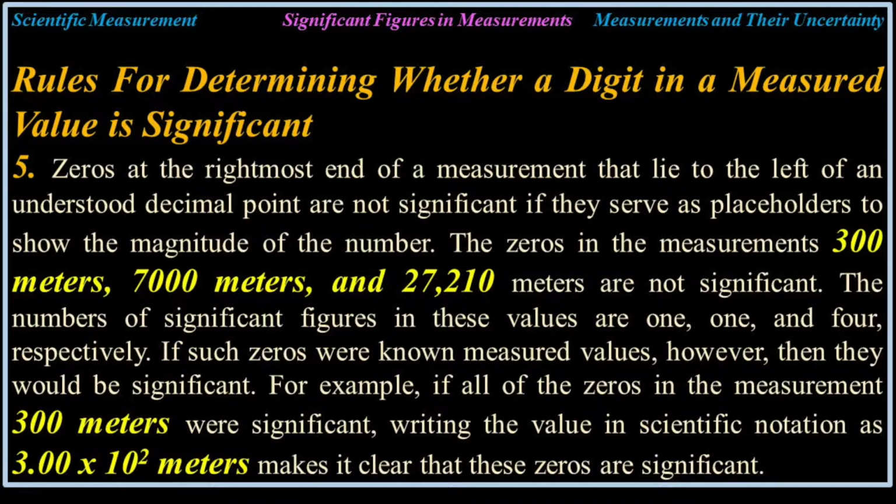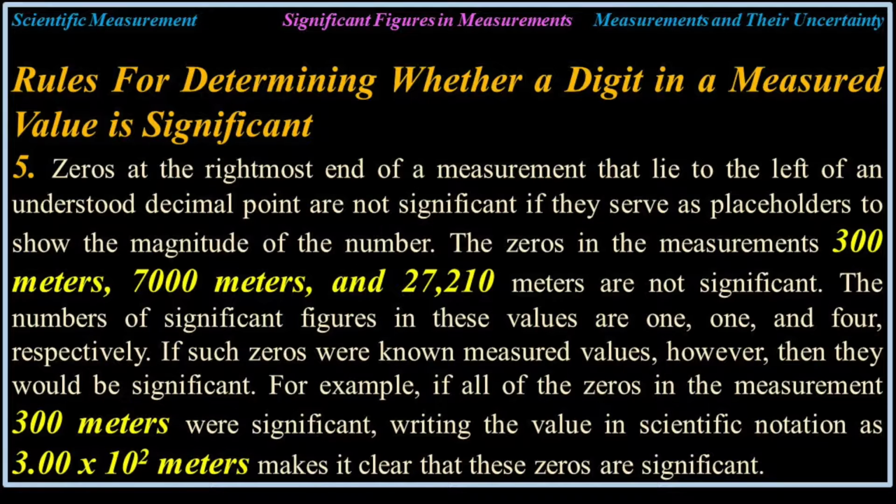Now, number 5, zeros at the rightmost end of a measurement that lie to the left of an understood decimal point are not significant if they serve as placeholders to show the magnitude of a number. The zeros in the measurement 300 meters, 7000 meters, and 27210 meters are not significant. The numbers of significant figures in these values are 1, 1, and 4, respectively.